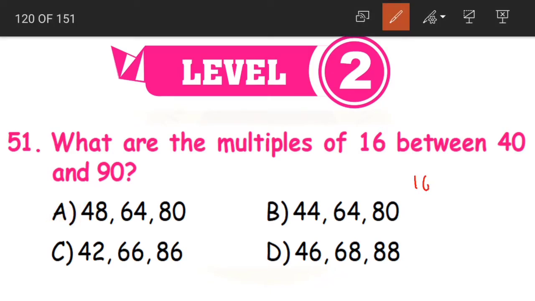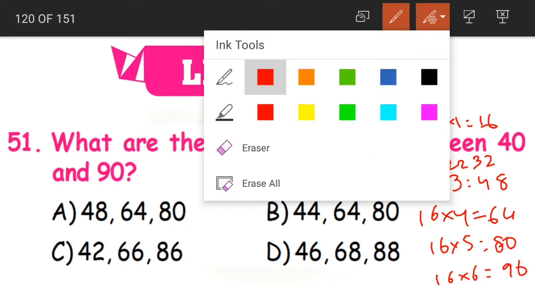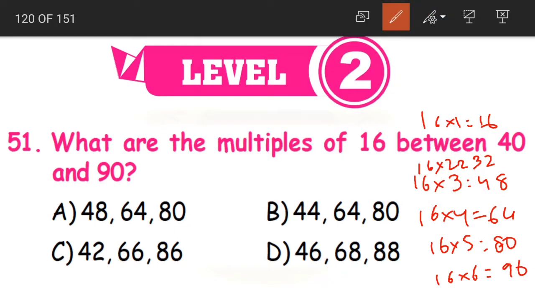If you look at the multiples of 16, children, 16 threes are 48, 16 fours are 64, 16 fives are 80. Yes, and then we have 16 sixes are 96. If you want, you can write 16 twos are 32, 16 ones are 16. Now from these multiples, what are the multiples between 40 and 90?